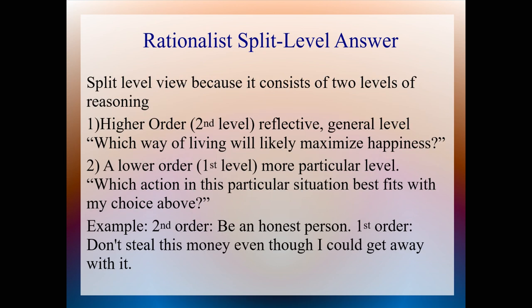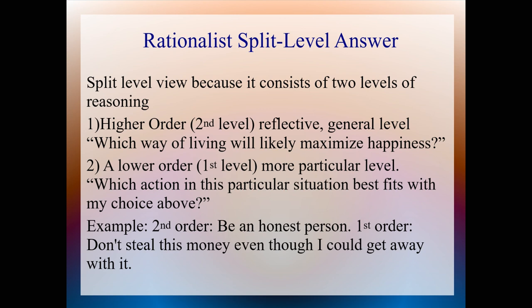So this split-level view consists of two levels of reasoning. First, the higher order, or second level, what you would call a reflected general level: which way of living will likely maximize my happiness? And you may decide that the moral life, or living a life like Jim, is the one that's going to do that. And then you have these lower order, first level questions that come up: which action in this particular situation best fits with my choice above?